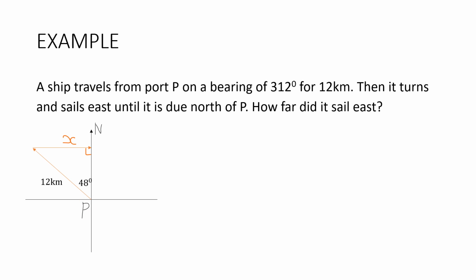So let's tidy this up. And now let's do some trigonometry. We have got opposite and hypotenuse, which is sine. So sine 48 is equal to x on 12. Multiply both sides by 12. And in the calculator, the ship has sailed 8.9 kilometres.